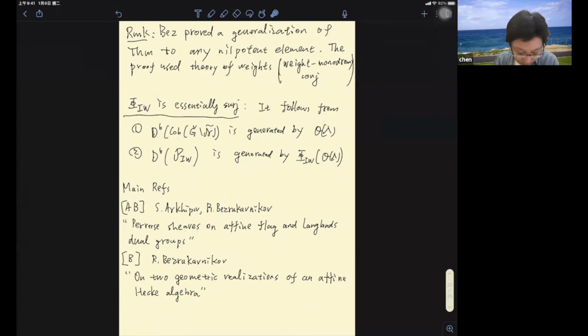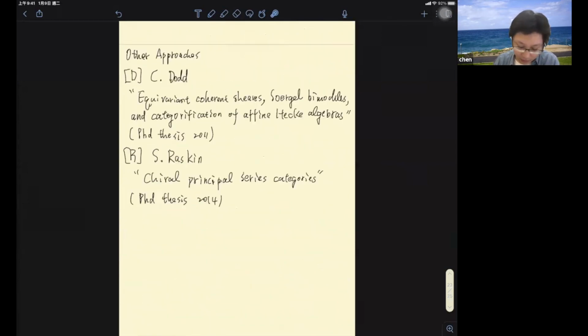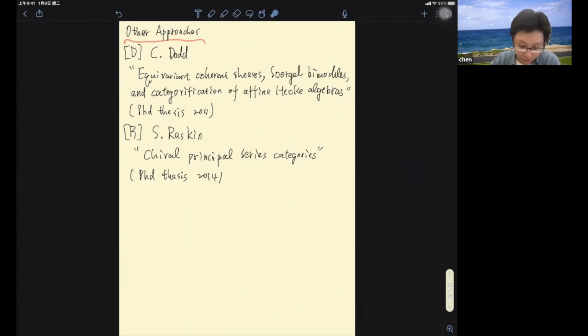And so there are some main references for this talk. The original paper by Arkhipov-Bezrukavnikov, and also Roman's paper, these are two realizations. And there are some other approaches to this equivalence. So let me mention two. One is by Christophe. He gave another proof of Roman's and Arkhipov-Bezrukavnikov's result using Soergel bimodule techniques. I think it's a PhD thesis.